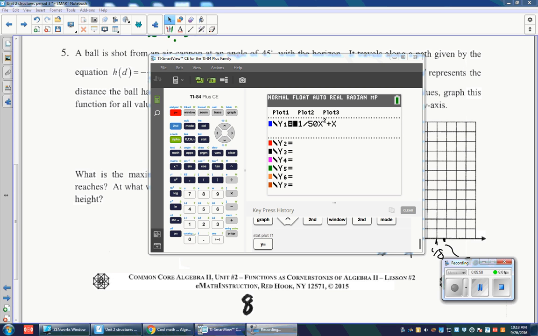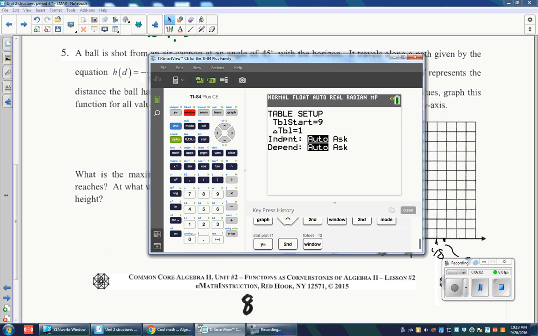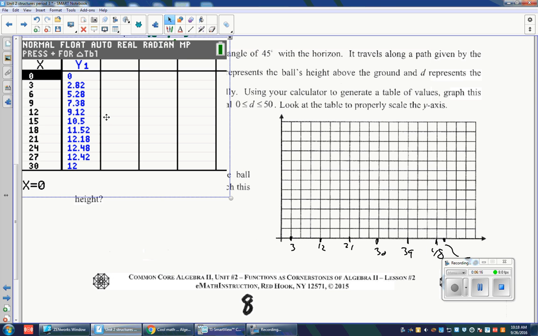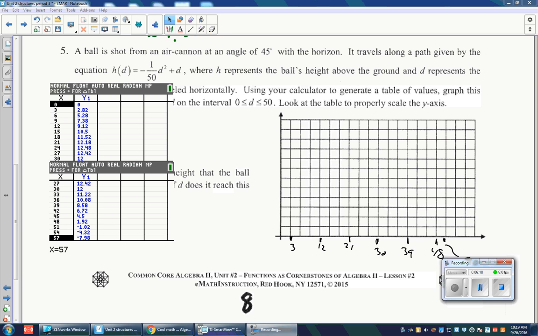Now that I've finished typing the equation, I can hit second and then table set. I can tell it that I want to start at 0, and then I want to count by threes. Then it'll give me the table that I want. That only went up to 30, so I just scrolled down on the table and copied that down too.